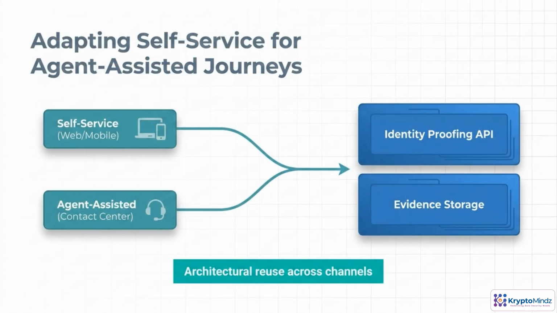A key design principle here is same backend, different experiences. Whether the customer is onboarding alone in a web or mobile app, or talking to a contact center agent, they should use the same identity proofing APIs and the same evidence storage. That gives you consistent assurance levels, consistent audit trails, and simpler compliance. On top of that, you can tailor UX, scripts, and tooling per channel, without rebuilding the core identity services every time.